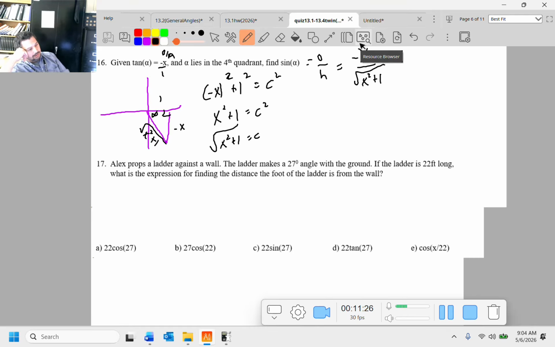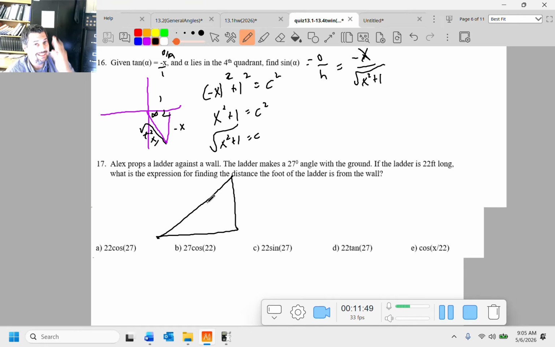Not a hard problem. All right, 17, Alex props the ladder against a wall. The ladder makes a 27-degree angle with the ground. If the ladder is 22 foot long, what is the expression for finding the distance the foot of the ladder is from the wall? Of course, ladders do have feet, believe it or not. Most of them, some of them do, not all of them. Now, ideally, a ladder leans. You are welcome to put a ladder straight against a wall and try to climb it. If you do that, please record it for me so I can laugh at you hysterically as you fall.